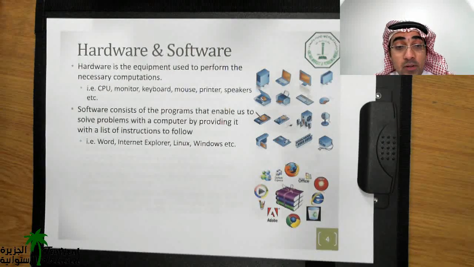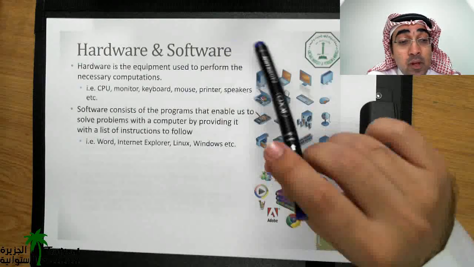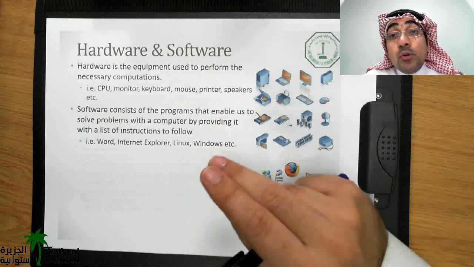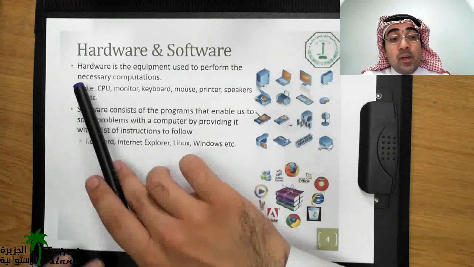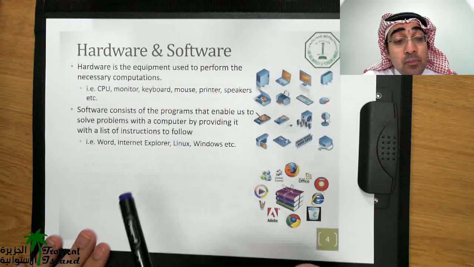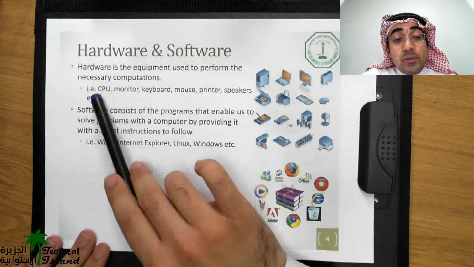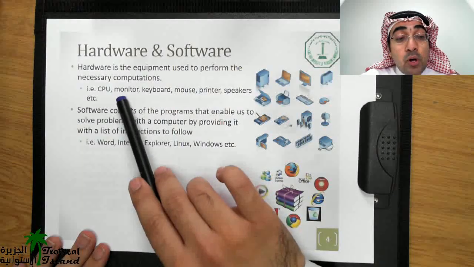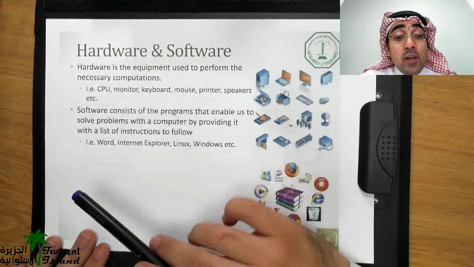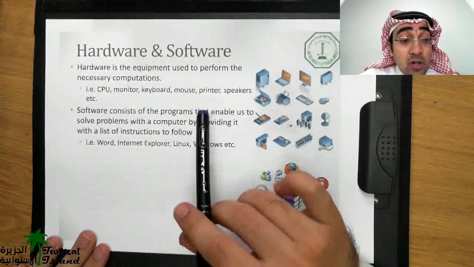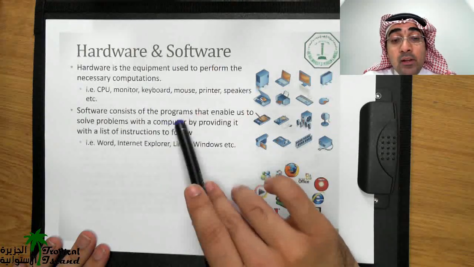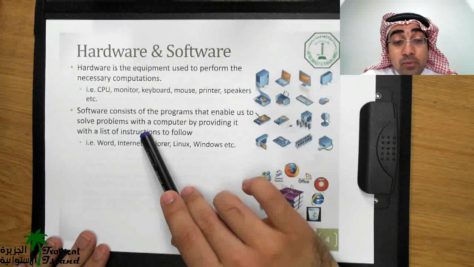Okay? Going on, let's talk more about hardware. So what is hardware? Hardware is anything that you can touch and feel on a computer, or you can actually plug into a computer. Okay, so hardware is equipment used to perform a necessary computation. So it's performing something for you, such as a CPU, which is the central processing unit, a monitor, a keyboard, a mouse, a printer, a speaker, or anything else, for that matter, that you can touch and feel, is called hardware.